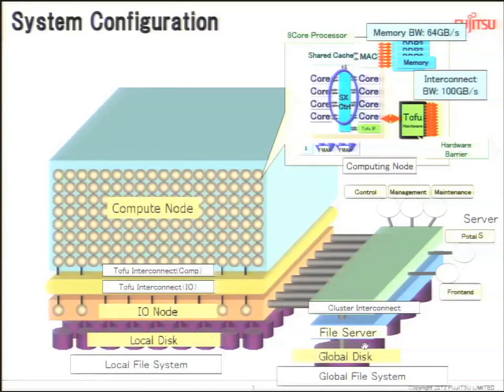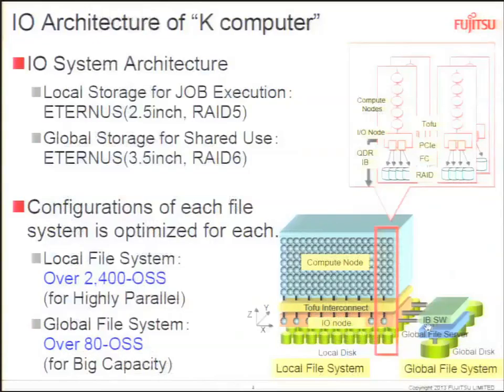So, in a morning session talk, there was a need for big-endian to little-endian conversion. So we tested such a functionality on the K computer. Here's the IO architecture of the K computer, which I talked about in the morning session.